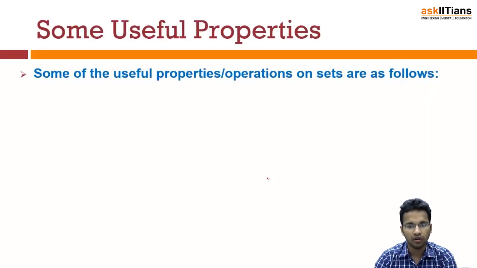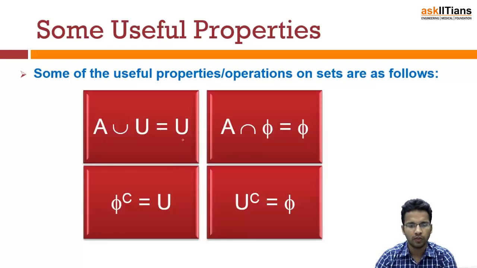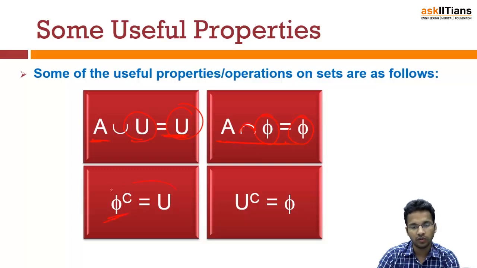Okay. Moving on to some more properties on the sets. So these 4 again are very common properties. Any set union universal will always give universal set. Any set intersection phi will give phi because phi is nothing. So if you take common with nothing, it will be nothing. Now phi complement is universal set, universal complement is phi. Again, phi is nothing, opposite of nothing is everything. Everything means universal set. Universal set is everything, opposite of everything will be nothing. So that will be a phi set. Very easy to interpret and understand.